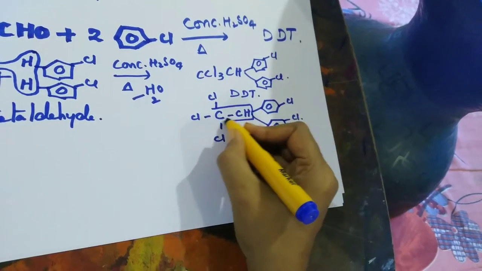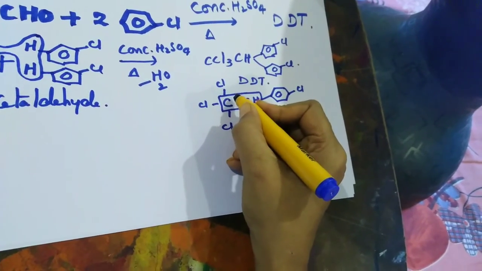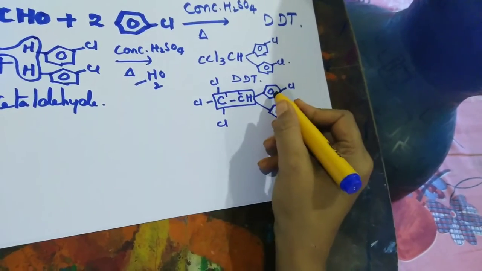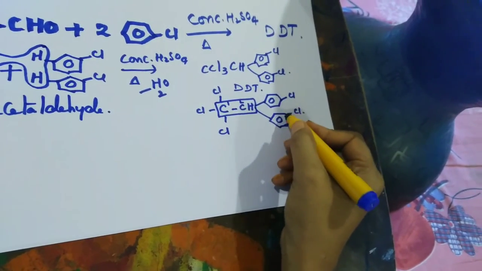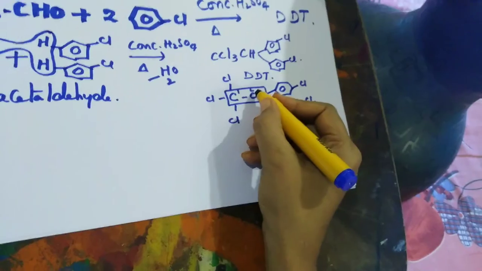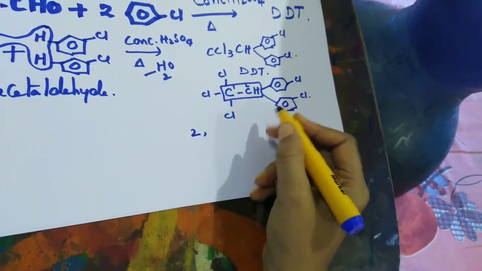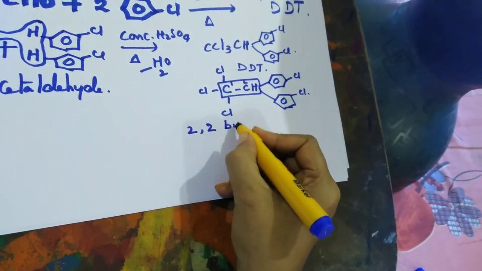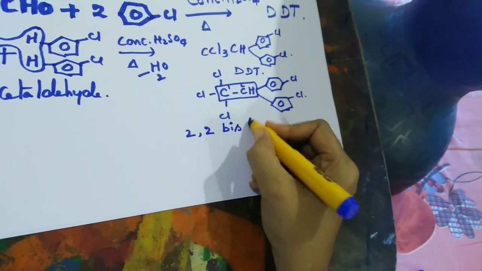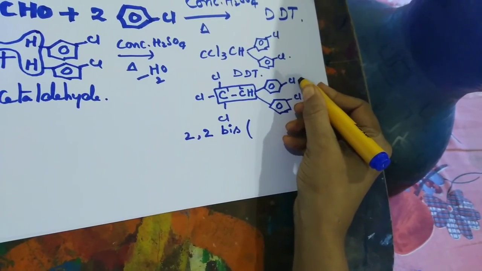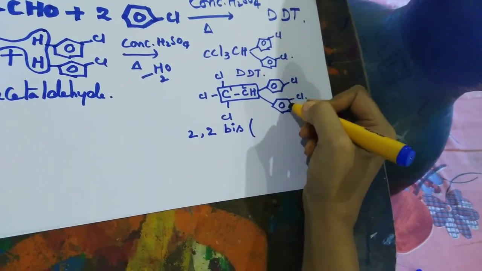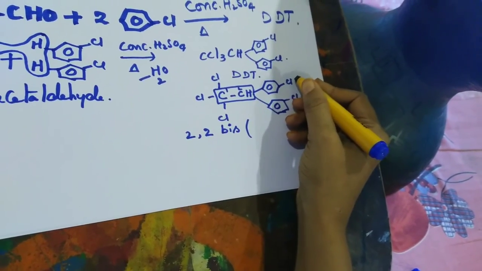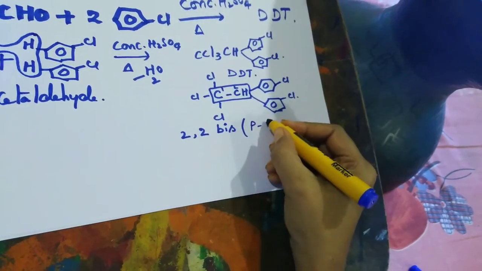How to write the name? Just give numbers to these carbon atoms, first number and second number. Here we find 2 benzene rings, chlorobenzenes on the second carbon. So the number is 2, and 2 can be mentioned as bis. How many benzene rings here? 2 benzene rings. In the para position, the benzene ring contains a chlorine group. So para chloro.